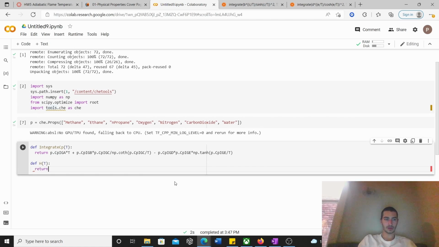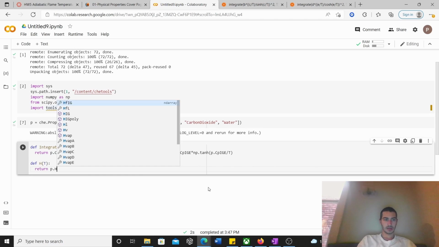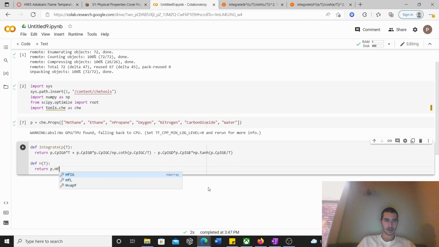And we're going to have it return those values. So we want to return the heat of formation of ideal gas. So we have P dot heat of formation of an ideal gas, and plus integrate this value of T, right? So integrate CP, the value of T. Then we want to subtract from it the given value in our homework, right?